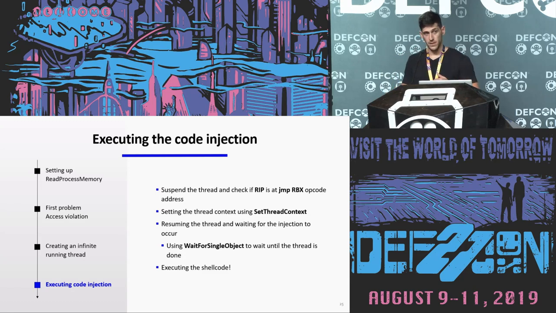Then RSP is going to point to the dummy stack we allocated, so the fifth parameter will be null. And RBX is going to point to ReadProcessMemory. So when we resume the thread, jmp RBX is going to jump to ReadProcessMemory. All the other parameters are already set up. So we're going to do that. We'll call WaitForSingleObject just to see that the thread has finished. When it's done, the shellcode is already copied into the target process. And now all we have to do is use a function like CreateRemoteThread and execute the shellcode.